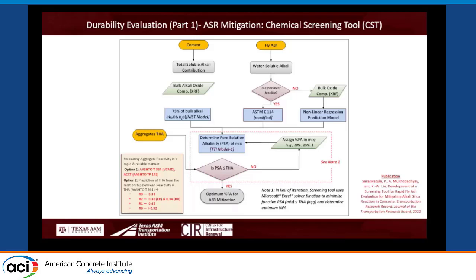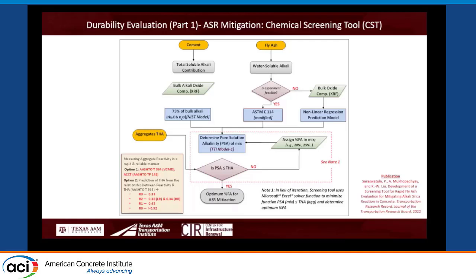We consider that. See here, cement alkali, 75% of the bulk alkali of cement comes to the pore solution. That's fine. The NIST model assumes that. That's okay. What about the fly ash? What about the SCM? So we introduced a modified ASTM C114 to measure the water soluble alkali. And you know the ASTM C311 available alkali. So there are procedures to measure the soluble alkali from fly ash. So we use water soluble alkali for ASR. It's quick. Whatever crystalline phase soluble is there comes immediately into the water, that we consider for ASR purposes.